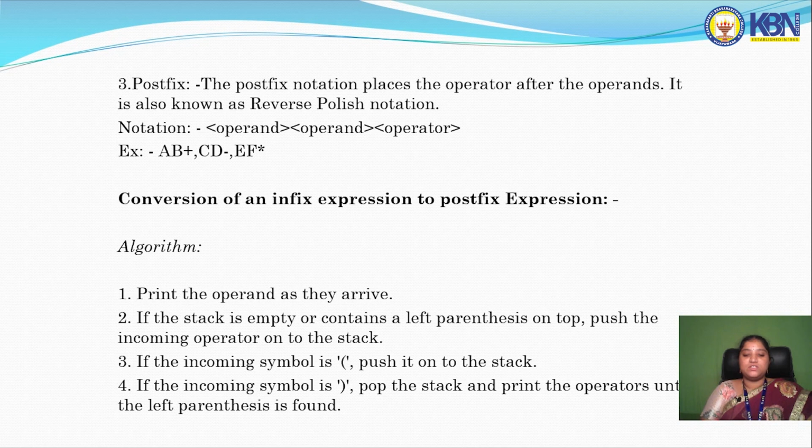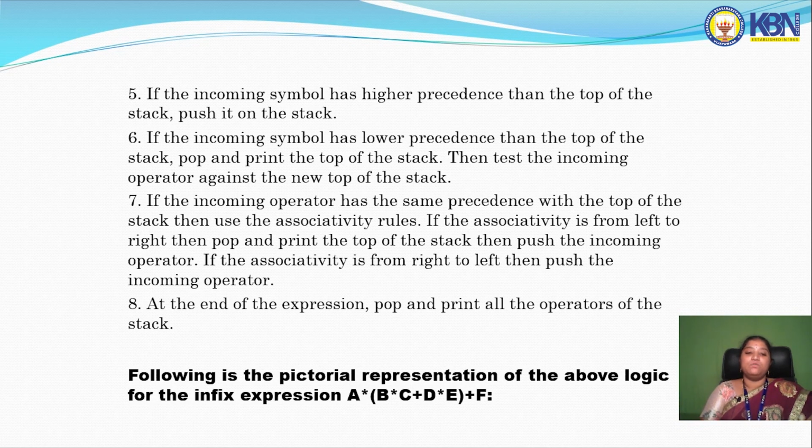The algorithm is: print the operands as they arrive. If the stack is empty or contains a left parenthesis on top, push the incoming operator on the stack. If the incoming symbol is an open parenthesis, push it on the stack. If the incoming symbol is a closing parenthesis, pop the stack and print the operators until the left parenthesis is found. If the incoming symbol has higher precedence than the top of the stack, push it on the stack. If the incoming symbol has lower precedence, pop and print the top of the stack, then test the incoming operator against the new top of the stack.